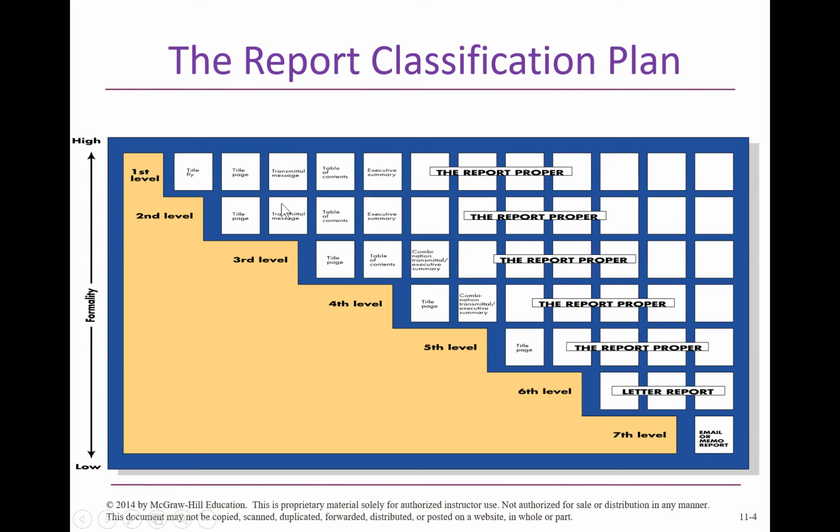You are here also combining the letter of transmittal and executive summary together. The executive summary, we will also show how to write the executive summary in details. Executive summary means summary of the total report for the executives, busy executives. And fifth level formal report is just title page and the report proper. And for your reference, report proper means introduction, literature review, methodology, findings, and conclusion. These are the 5 components of the report proper.